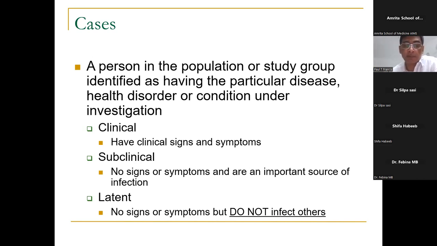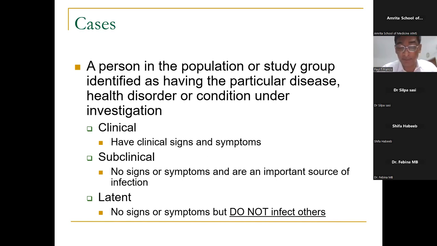It is further subdivided into clinical, subclinical, and latent. Now, clinical is very clear, having clinical signs and symptoms. Now, subclinical, here I would like to disagree with this, because you can call something a subclinical infection, but you cannot call somebody a subclinical case, because a case has some signs or symptoms of disease. This term, subclinical case, is very often used, but somehow I disagree with it.